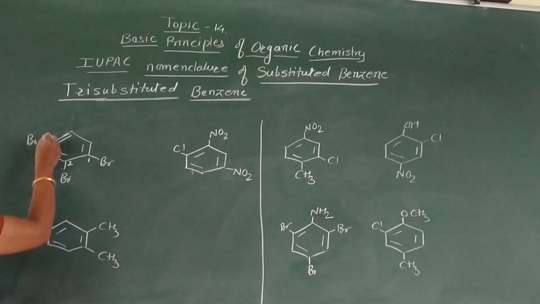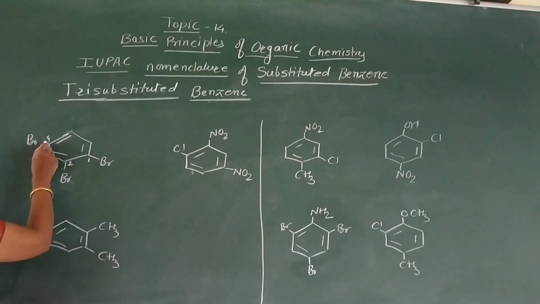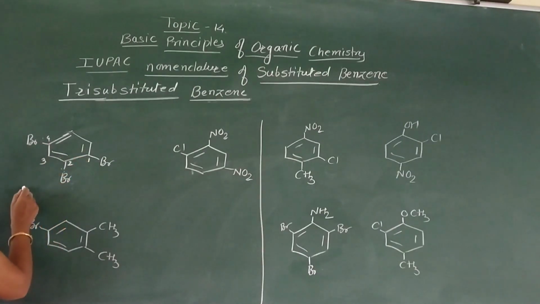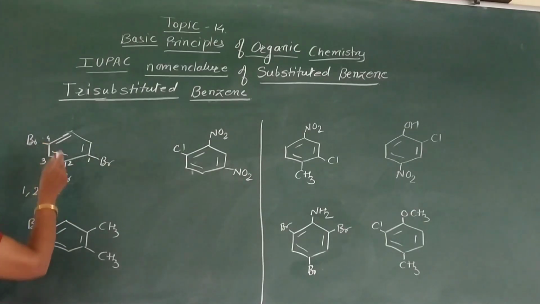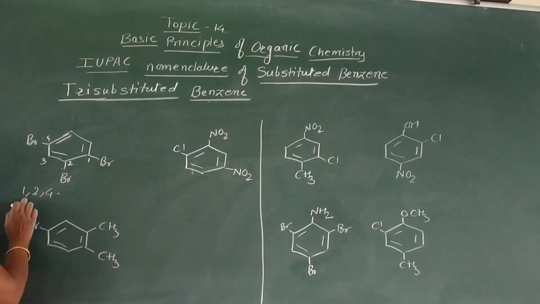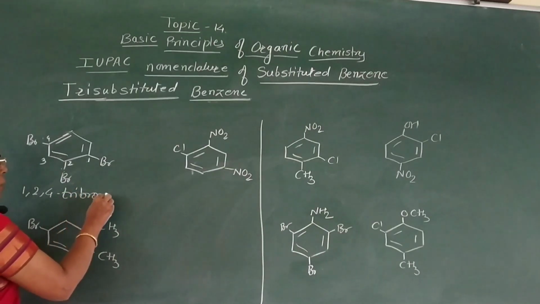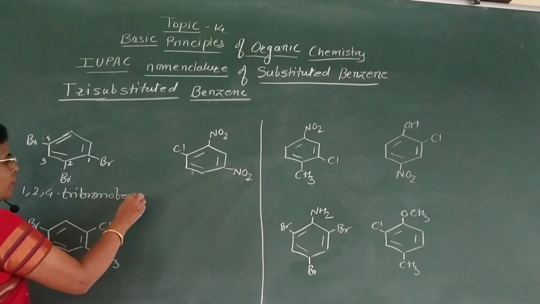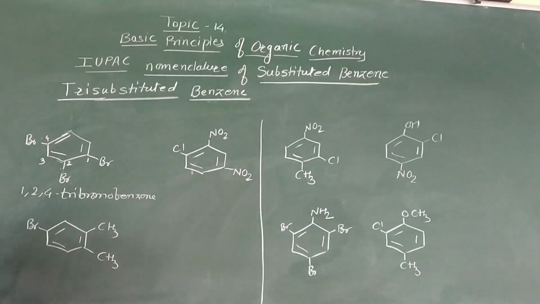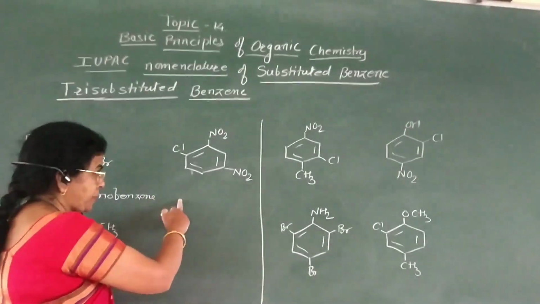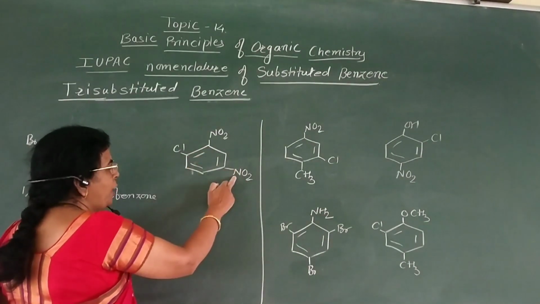1, 2, 3 and 4. Now here it becomes 1, 2, 4. At 4 position there is a bromo group, therefore it becomes 1,2,4-tribromobenzene. 1,2,4-tribromobenzene.